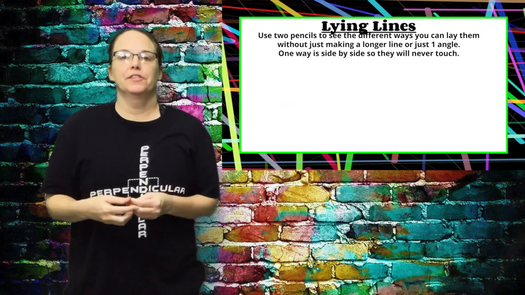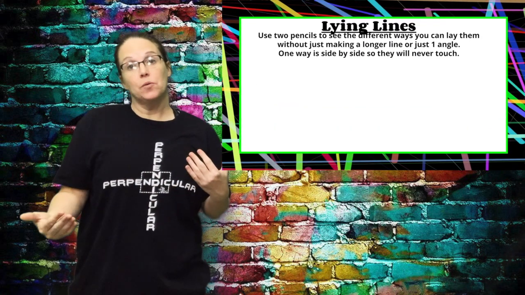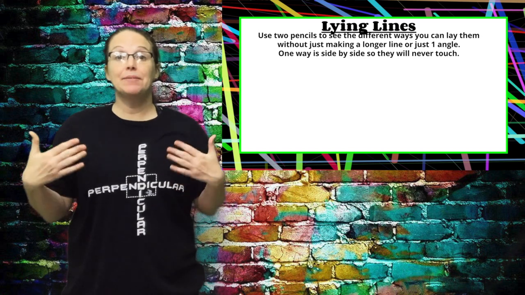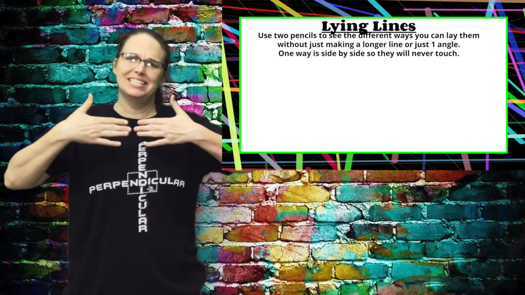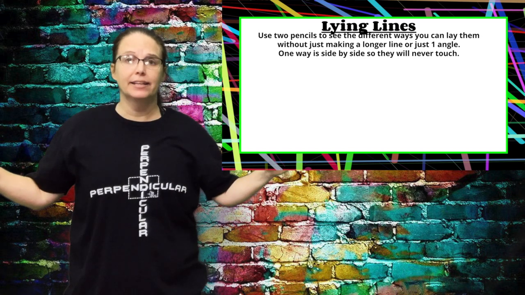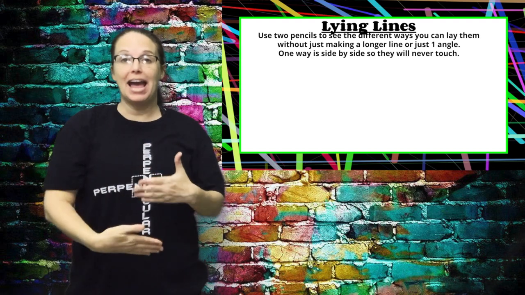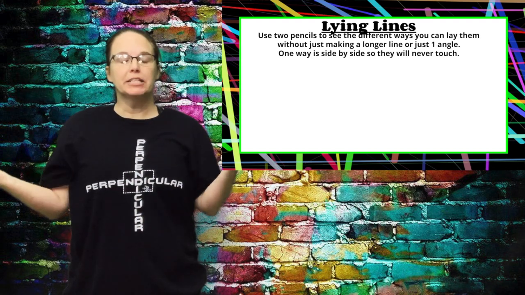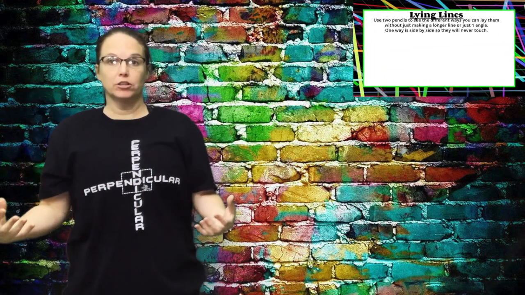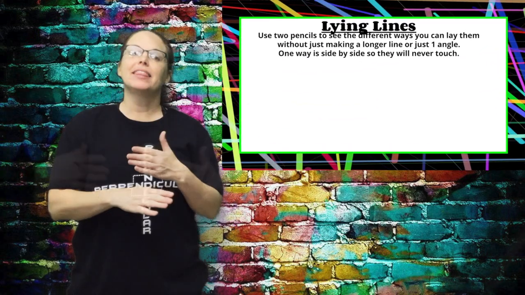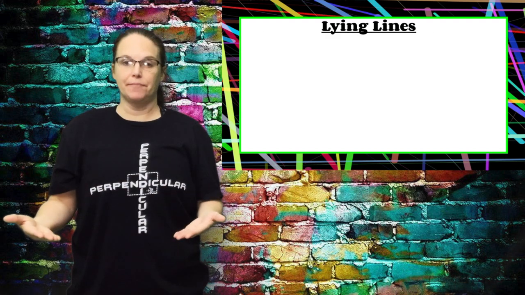Get two pencils, or two straws, or two forks, something that's straight like a line. We're going to experiment with the way those lines can be together without being connected from end to end to make a longer line. How can those lines interact with each other? Remember, interact is a big word for work together, talk to each other. How can they work together to create something?